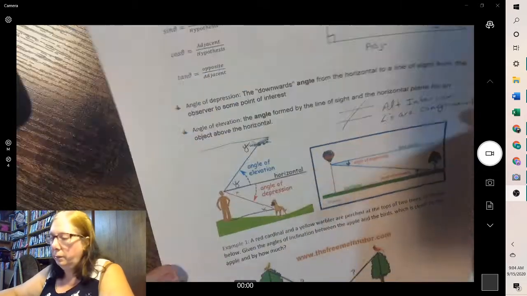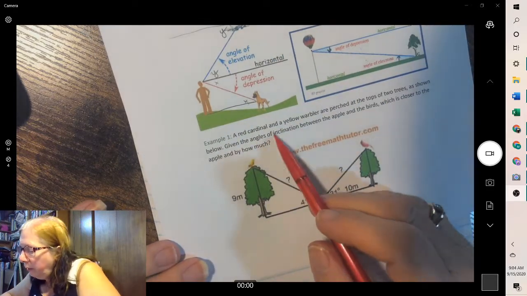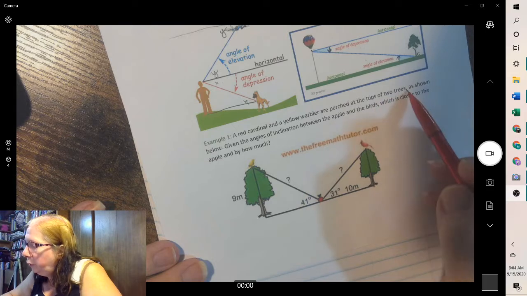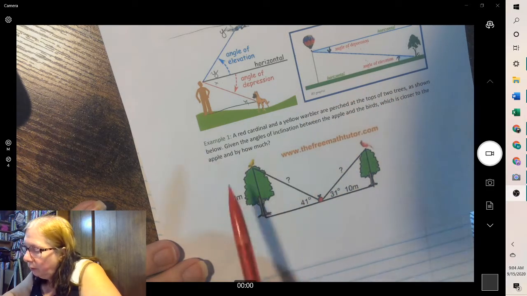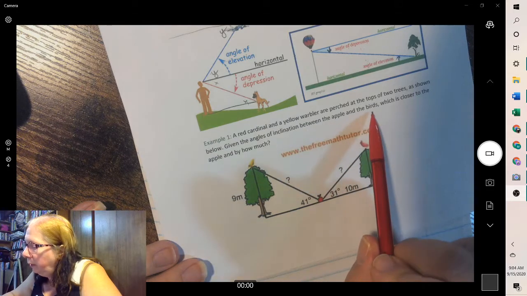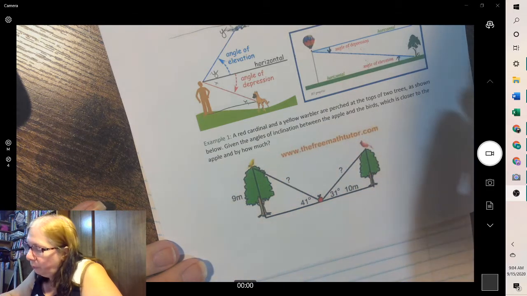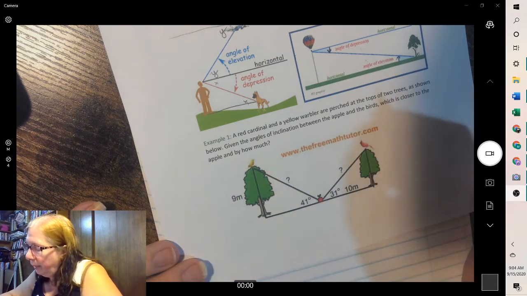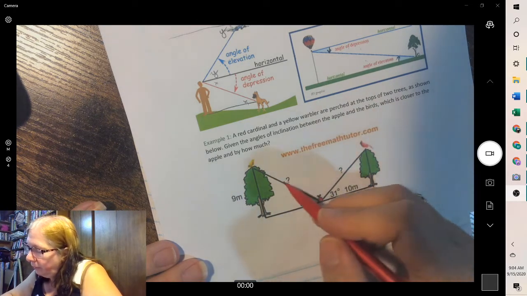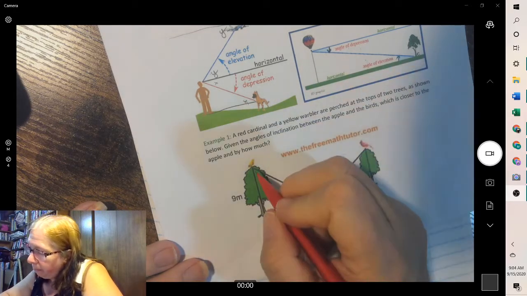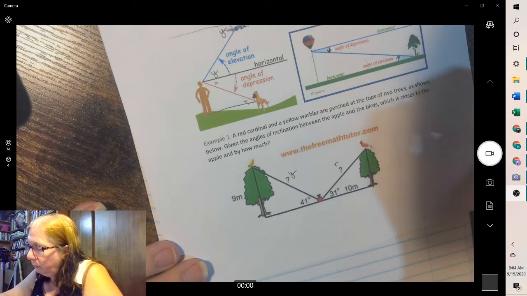So let's try an example. A red cardinal and a yellow warbler are perched at the tops of two trees, as shown. The given angles of inclination between the apple and the bird, which is closer? Which is closer to the apple, and by how much? So first we need to find these. We could use R for red and Y for yellow.